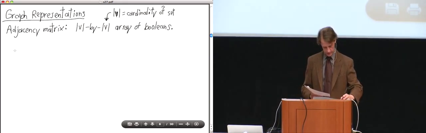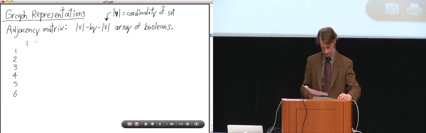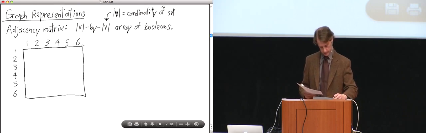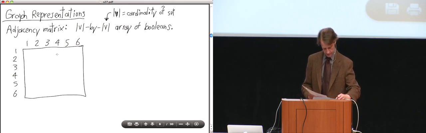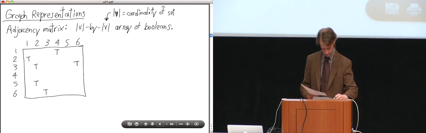Let's look at our intersection graph, for instance. Here are the indices for my array. To keep this short, I'm not going to write true or false in every box. I'm just going to write a T wherever an entry is true, and a little dash wherever they're false.